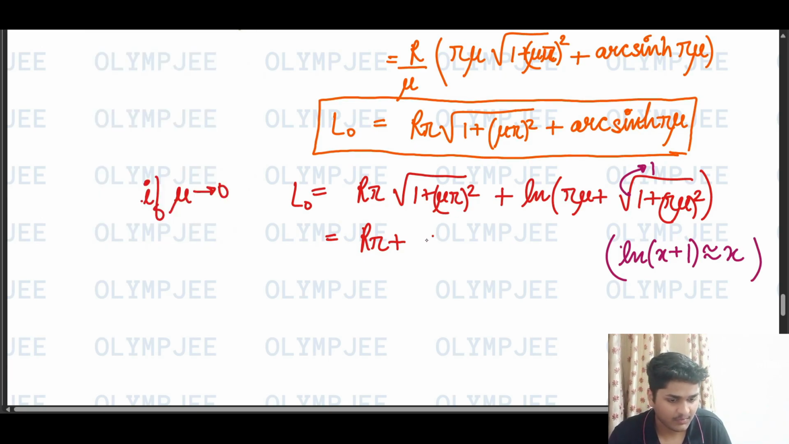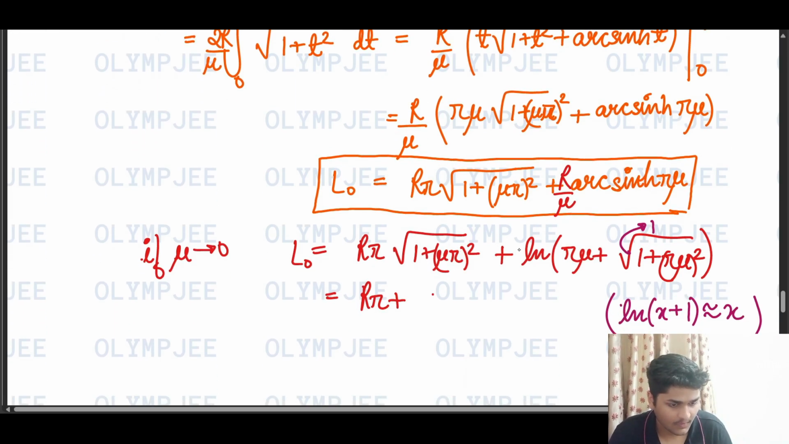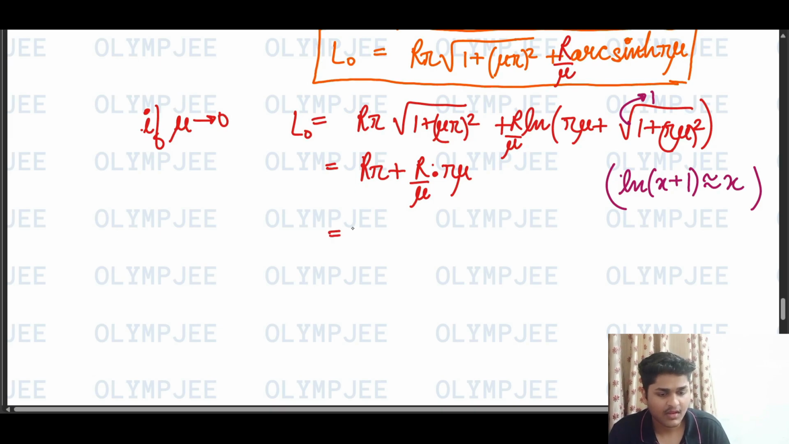So this will also become, there was an r by mu also, no? So this will become r by mu multiplied by pi mu by this formula, because x, which is pi mu, is very small and this is 1. So this is of this form, and I am approximating it to x, which is pi mu. So this will finally give us 2 pi r, which is in accordance with our intuition.